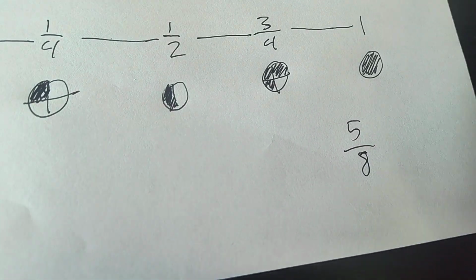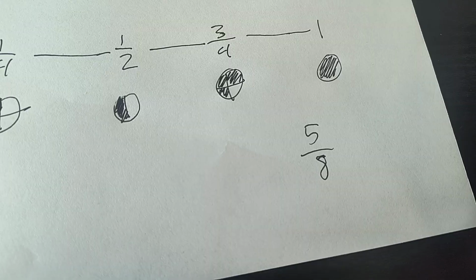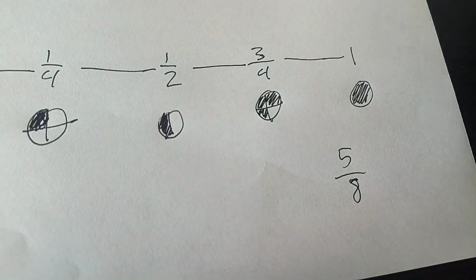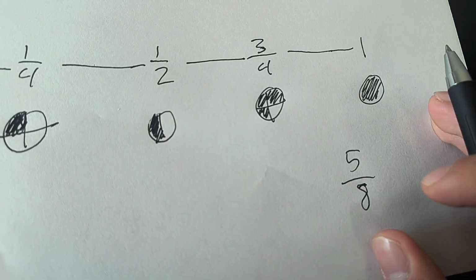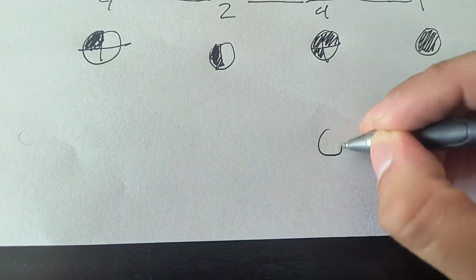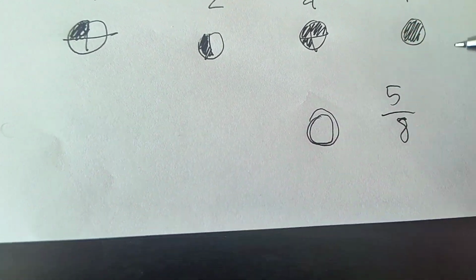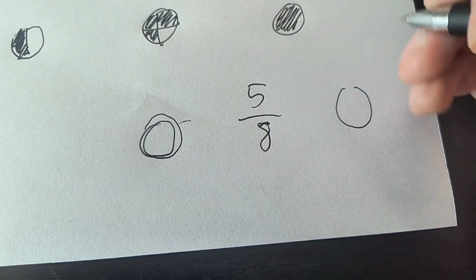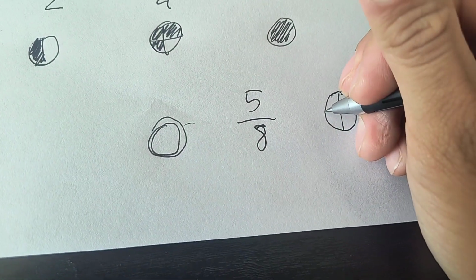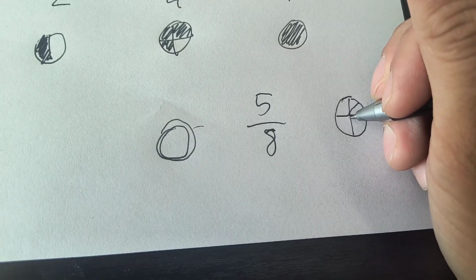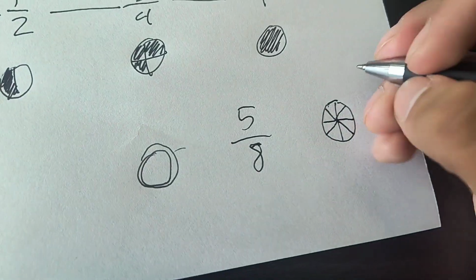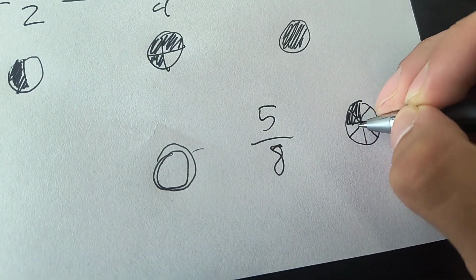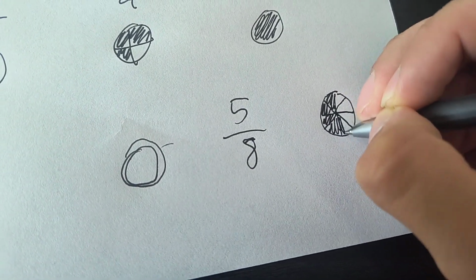Okay, now if I were to give you the fraction 5/8. Is that less than or greater than or equal to 3/4? Let's find out. 5/8, a way we can represent it is by making a circle. Whatever, that's a bad circle. Making a circle, dividing it into 8 pieces: 1, 2, 3, 4, 5, 6, 7, 8. And coloring in 5: 1, 2, 3, 4, 5.